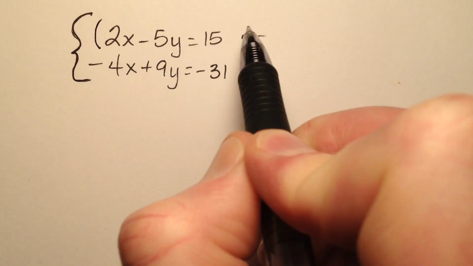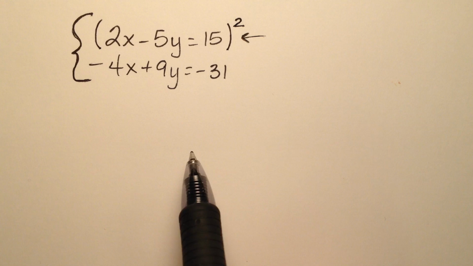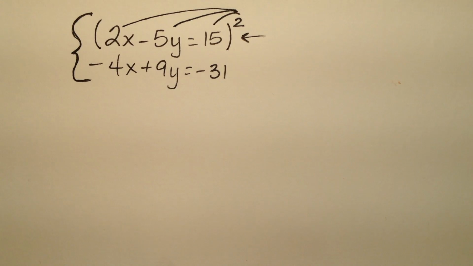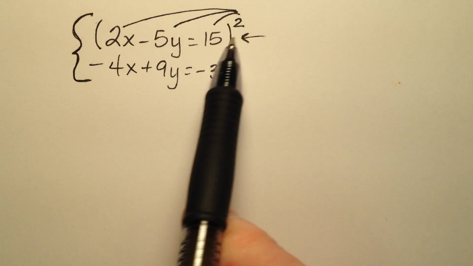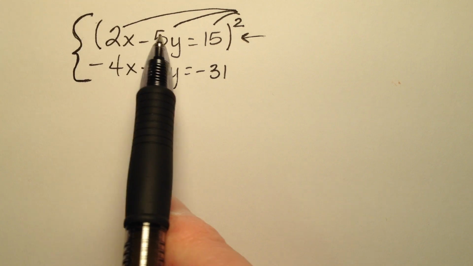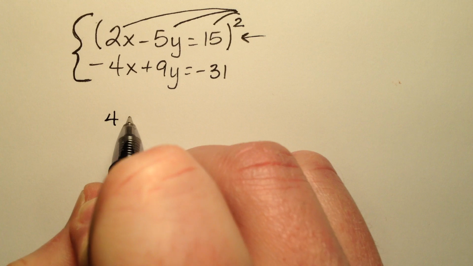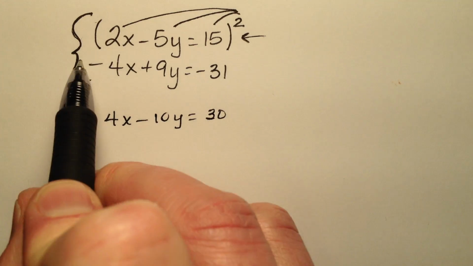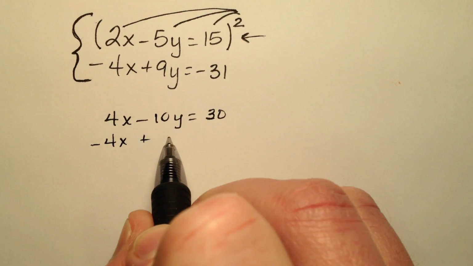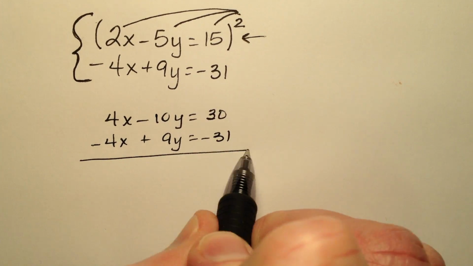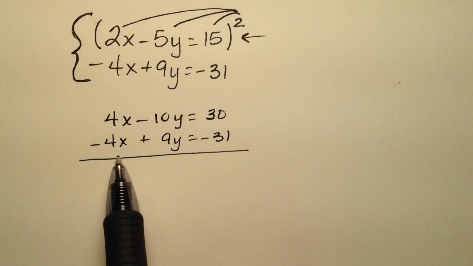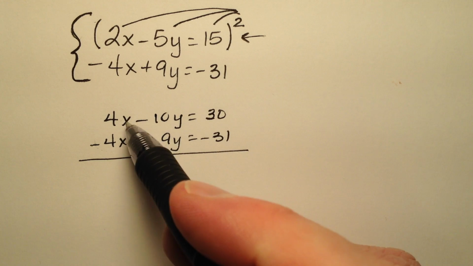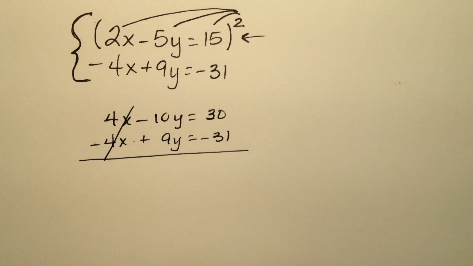So what I'm going to do, I'm going to take this first equation and I'm going to multiply both sides by 2. So the 15 is multiplied by 2, the negative 5y, and the 2x. So let's go ahead and rewrite that first equation and see what that looks like with all of the terms multiplied by 2. 4x minus 10y equals 30. Now if I was to just rewrite that second equation left unchanged, I see that my x's now are ready for elimination. I have a 4x and a negative 4x. So when I add these two equations together, my x's are going to cancel, and that's the goal.